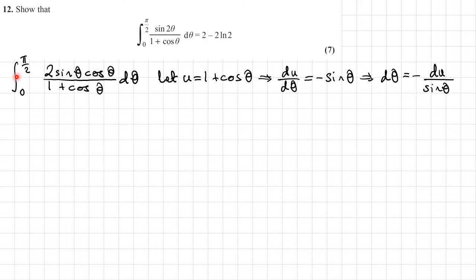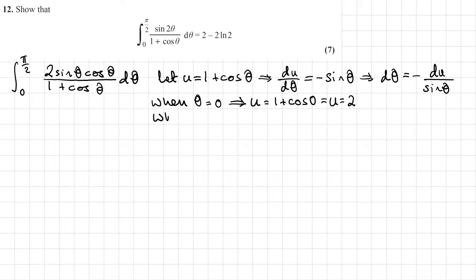And because we have limits, we need to substitute the limits as well. So when x is equal to 0, or in this case where theta is equal to 0, we want to work out what u is. The way to do that is to put 0 in our substitution. So u will equal 1 plus cos theta, or cos 0. Cos 0, be careful, is 1. So u is going to equal 2, so that'll be my upper limit.